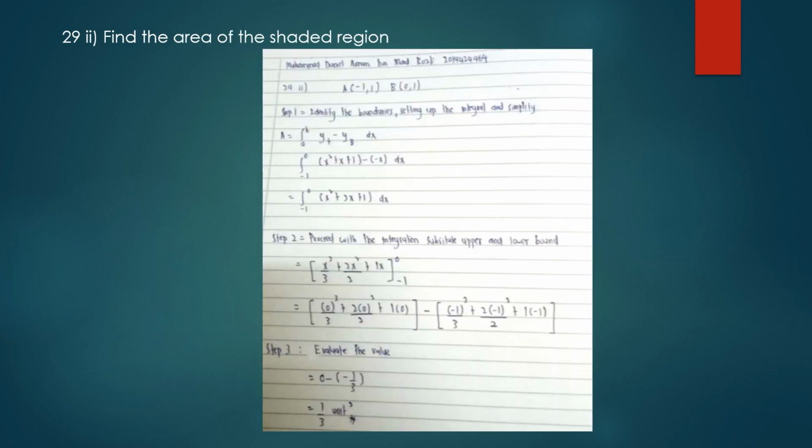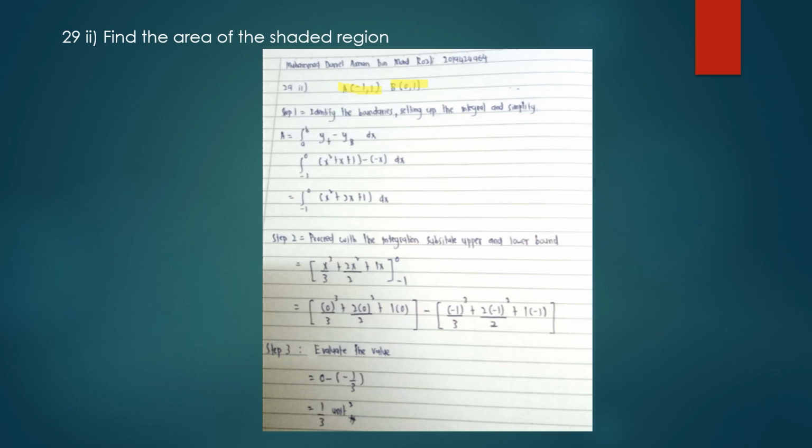So the second question is we need to find the area of the shaded region. So all we need to do is take the equations that we calculated earlier, which is this one. This is for A and this is for B. We divide the steps into 3.